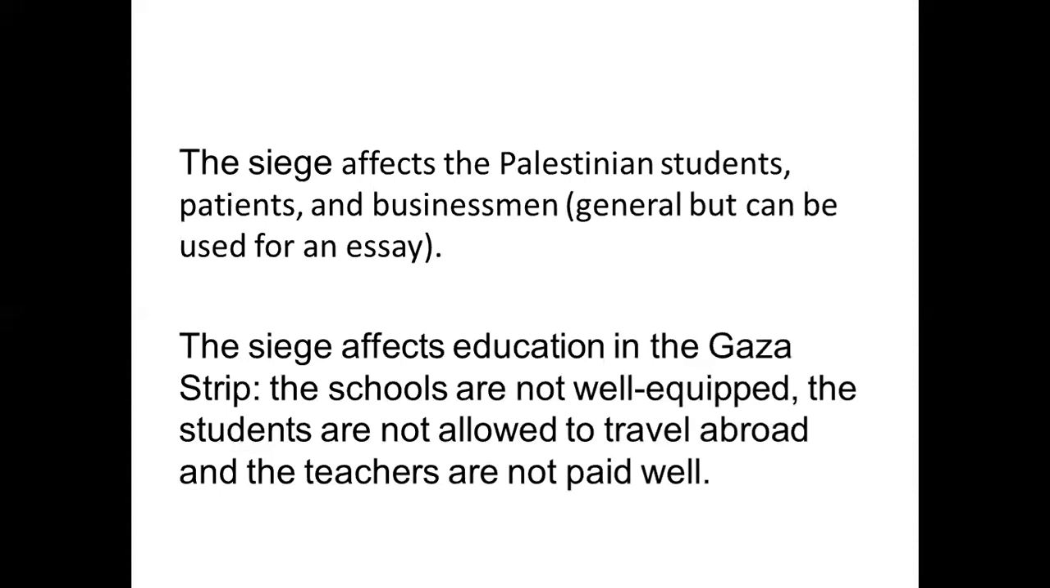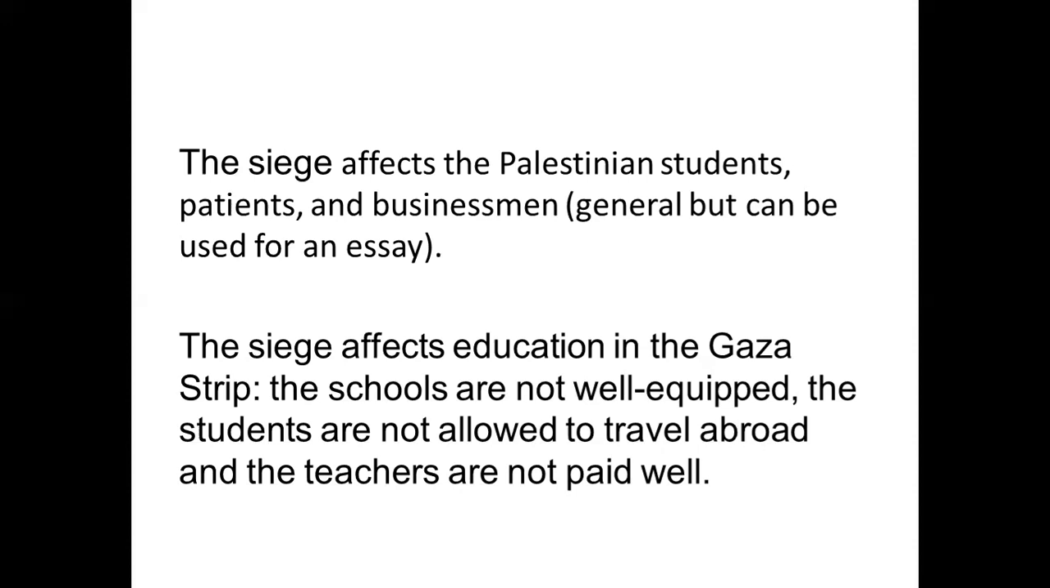I think it's going to be clearer now when we give an example for what might be considered as a suitable topic. If we look at the second point, the siege affects education in the Gaza Strip. Now I'm highlighting the main ideas that I'm going to discuss. So the general idea, the general aspect, is the effects of siege on education in the Gaza Strip. But the 3 aspects that I'm going to discuss, the 3 trees, are: the schools are not well equipped, the students are not allowed to travel abroad, and the teachers are not paid well.